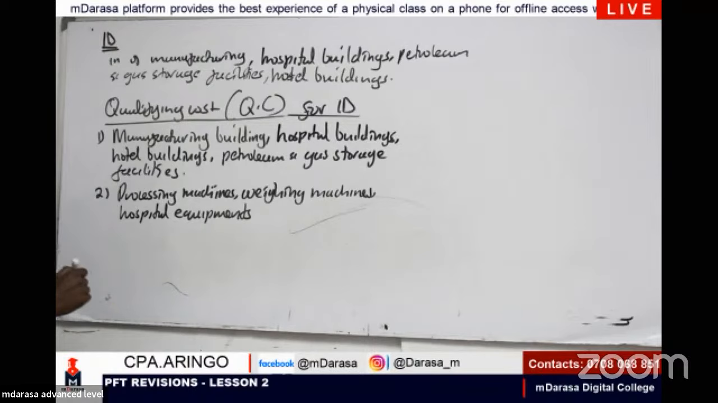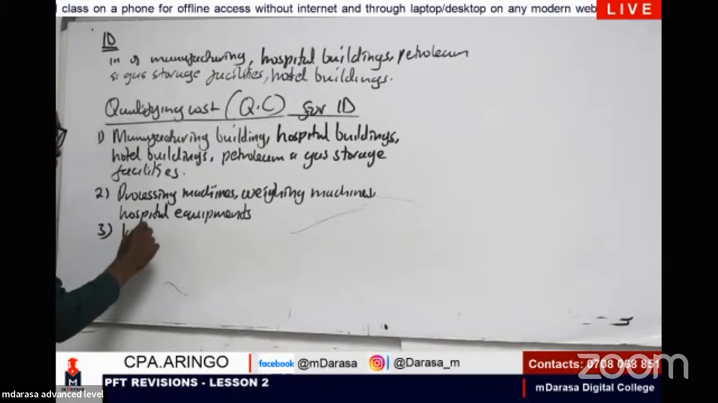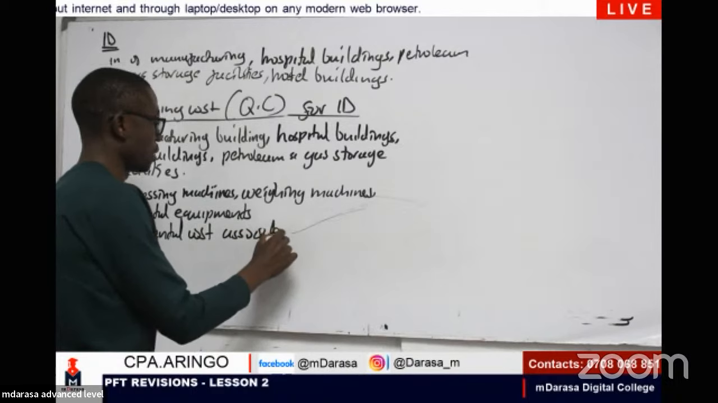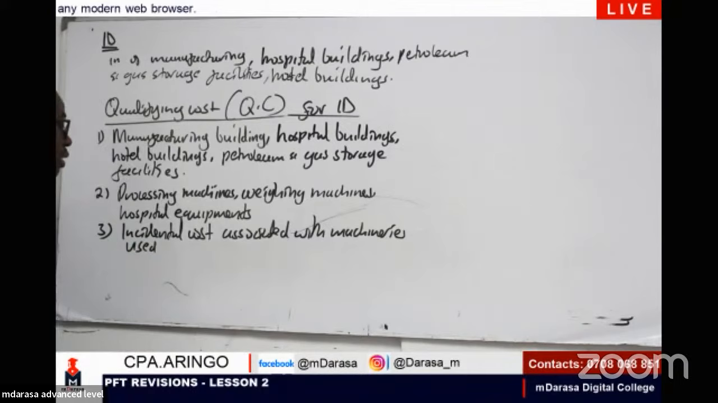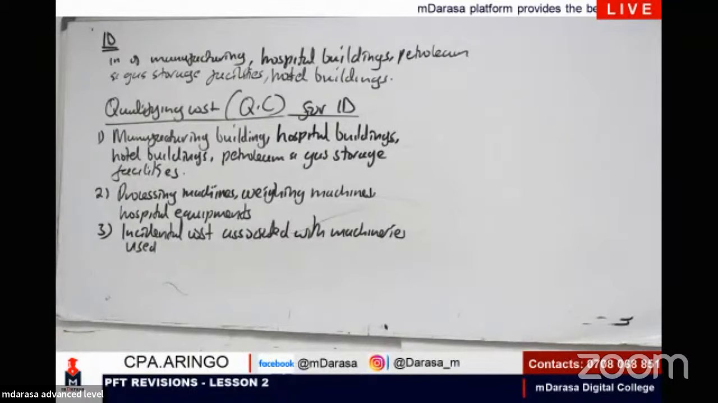After that, that should take us to number three item. We are talking of incidental costs associated with the machineries used in manufacturing, hospital equipments. All these items are going to fall as part of our ID. Very important to note that.